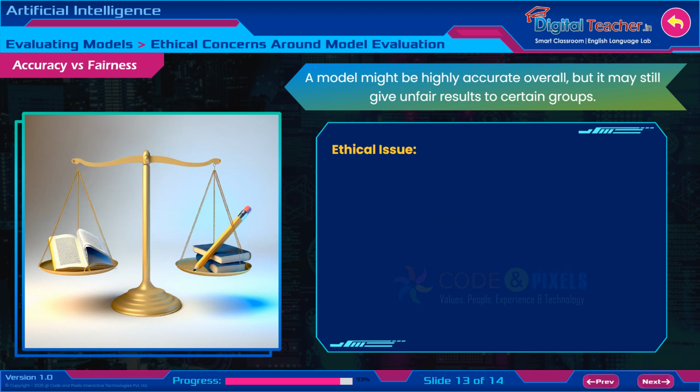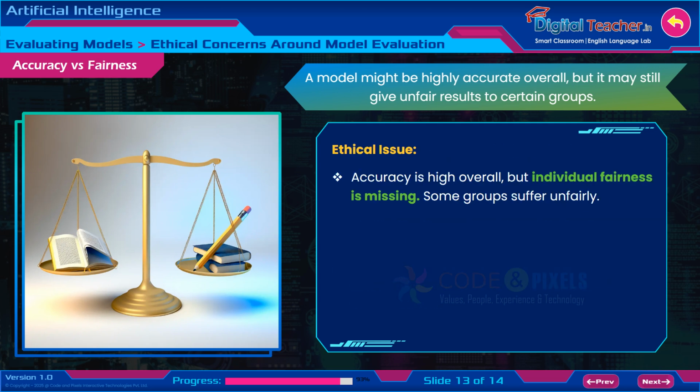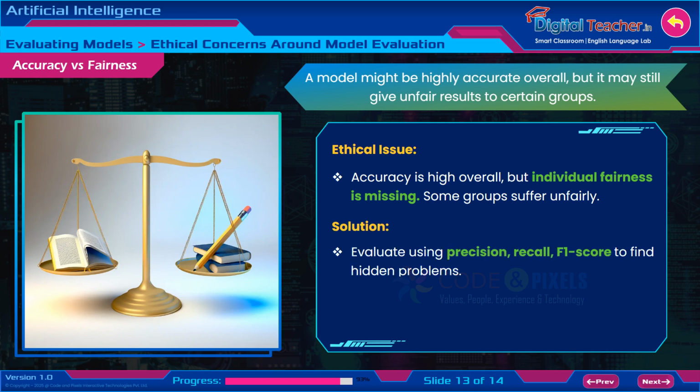Ethical issue: accuracy is high overall, but individual fairness is missing. Some groups suffer unfairly. Solution: evaluate using precision, recall, F1 score to find hidden problems. Check fairness for each community or group the model serves.